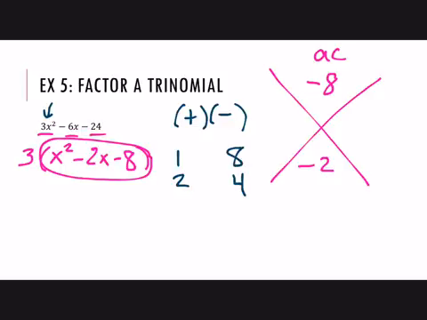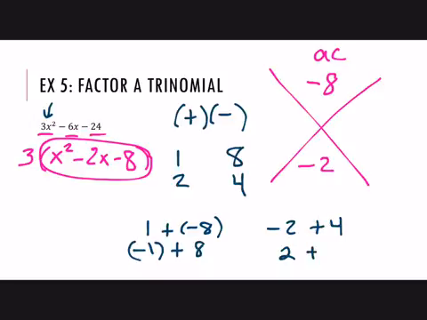I'm not sure which one, but I know that this needs to add up to -2. All right, so if I did 1 plus -8, that doesn't work. -1 plus 8 doesn't work. If I do -2 plus 4, that gives me the right number but the wrong sign. So I want to flip-flop that and do 2 plus -4. Right, 2 and -4.